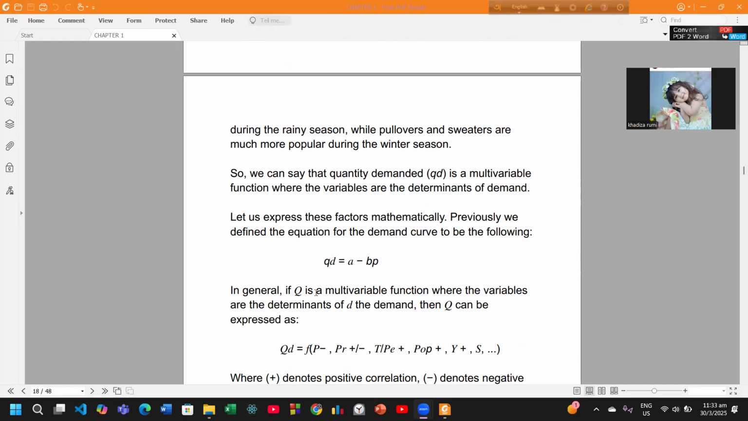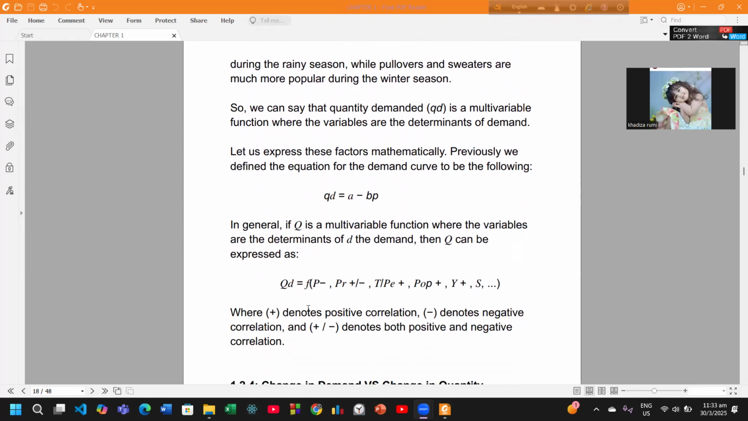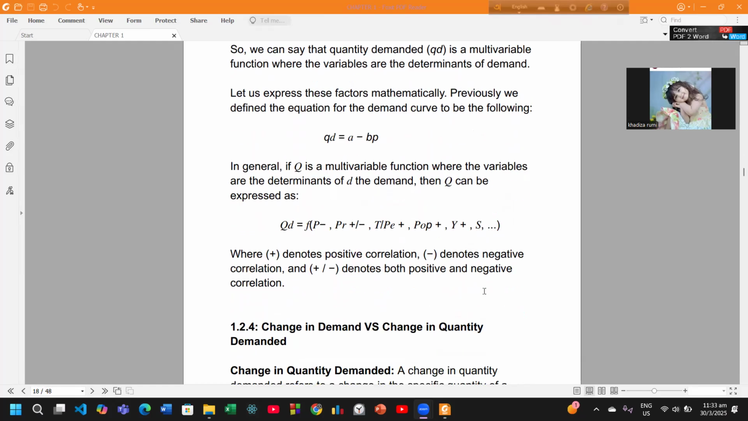So we can say that quantity demanded is a multivariable function where the variables are determinants of demand, and Qd can be expressed as Qd = f(P, Pr, population, income, seasonal, etc.).